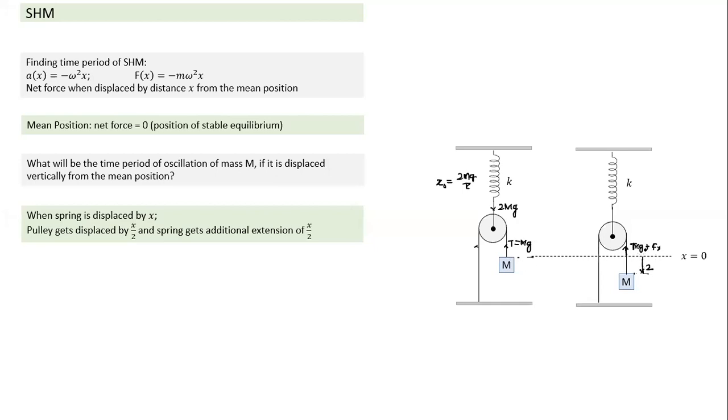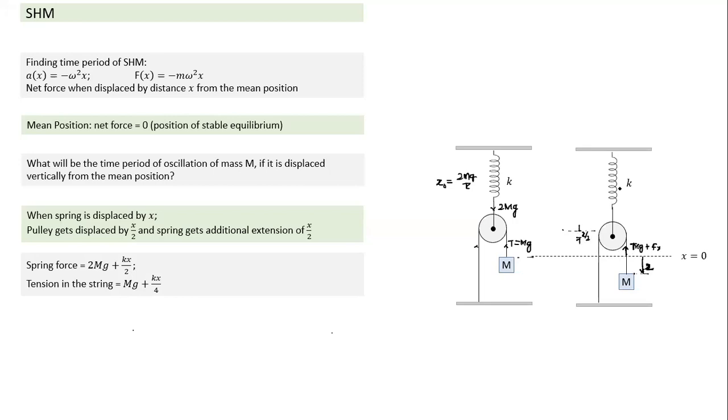mg will remain. I am not bothered about mg. mg was there in the equilibrium position. This force has to become more. So corresponding to a displacement of x, what is the extra force that will develop? That's what I want to calculate here. If I displace by x here, the pulley also will get displaced by x by 2. We had done that earlier: the displacement of the pulley is the average of the two ends, and the velocity of the pulley is the average of the two velocities. So the displacement of the pulley is equal to x by 2.